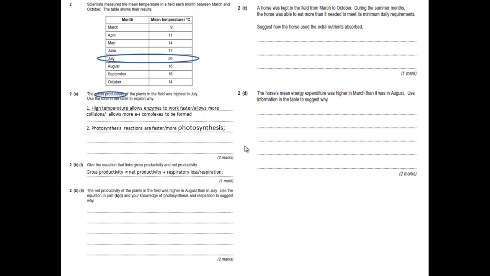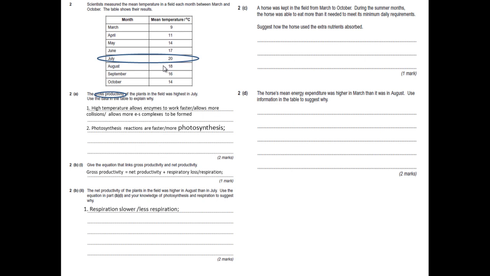B part 2. The net productivity of the plants in the field was higher in August than July. Use the equation from B part 1 and your knowledge of photosynthesis and respiration to suggest why. So it's saying that in August there was a greater net productivity than you would expect by looking at the temperatures, because gross productivity would be higher. You would expect it to be greater in July, but in fact it was August, and so you've got to explain why the net productivity would be higher.